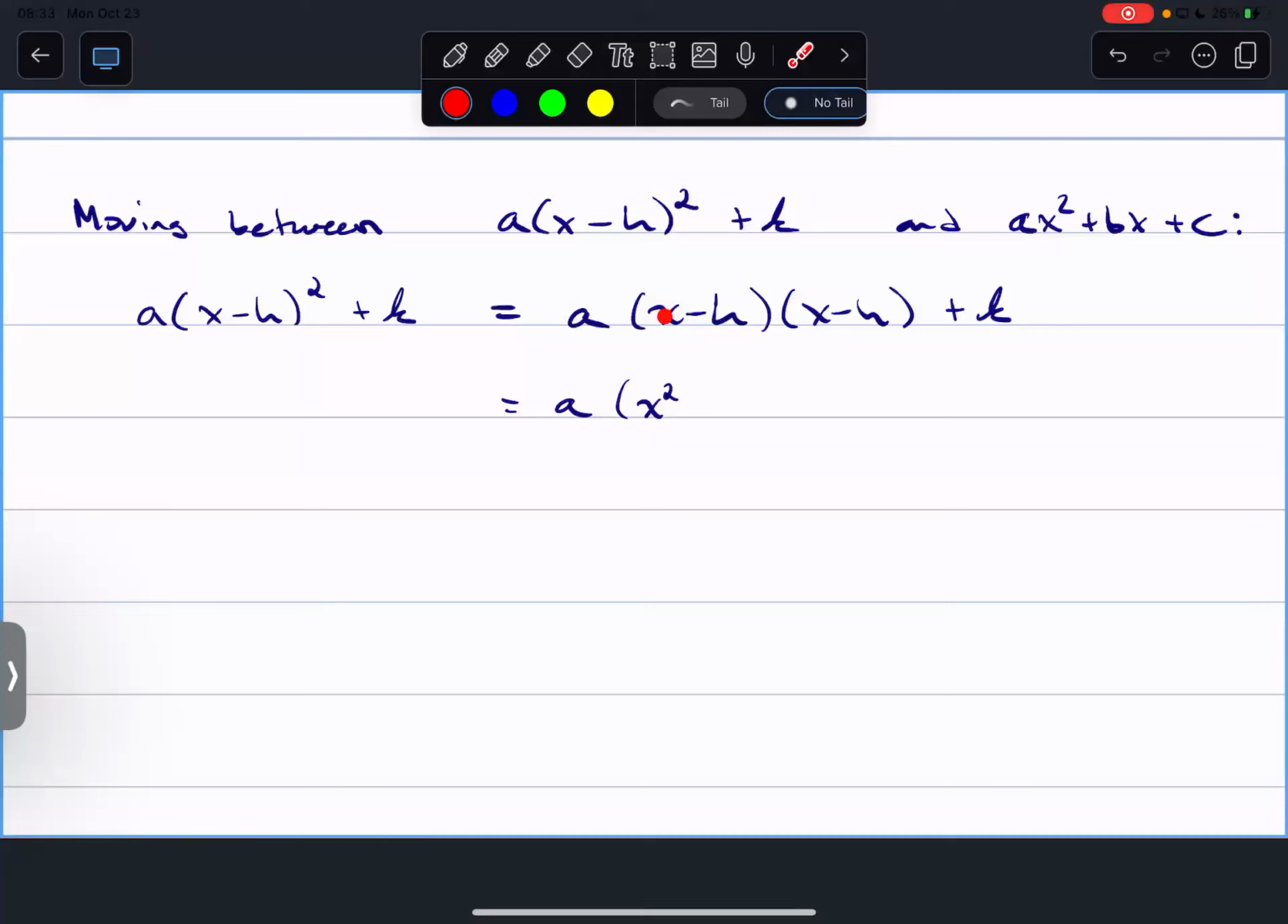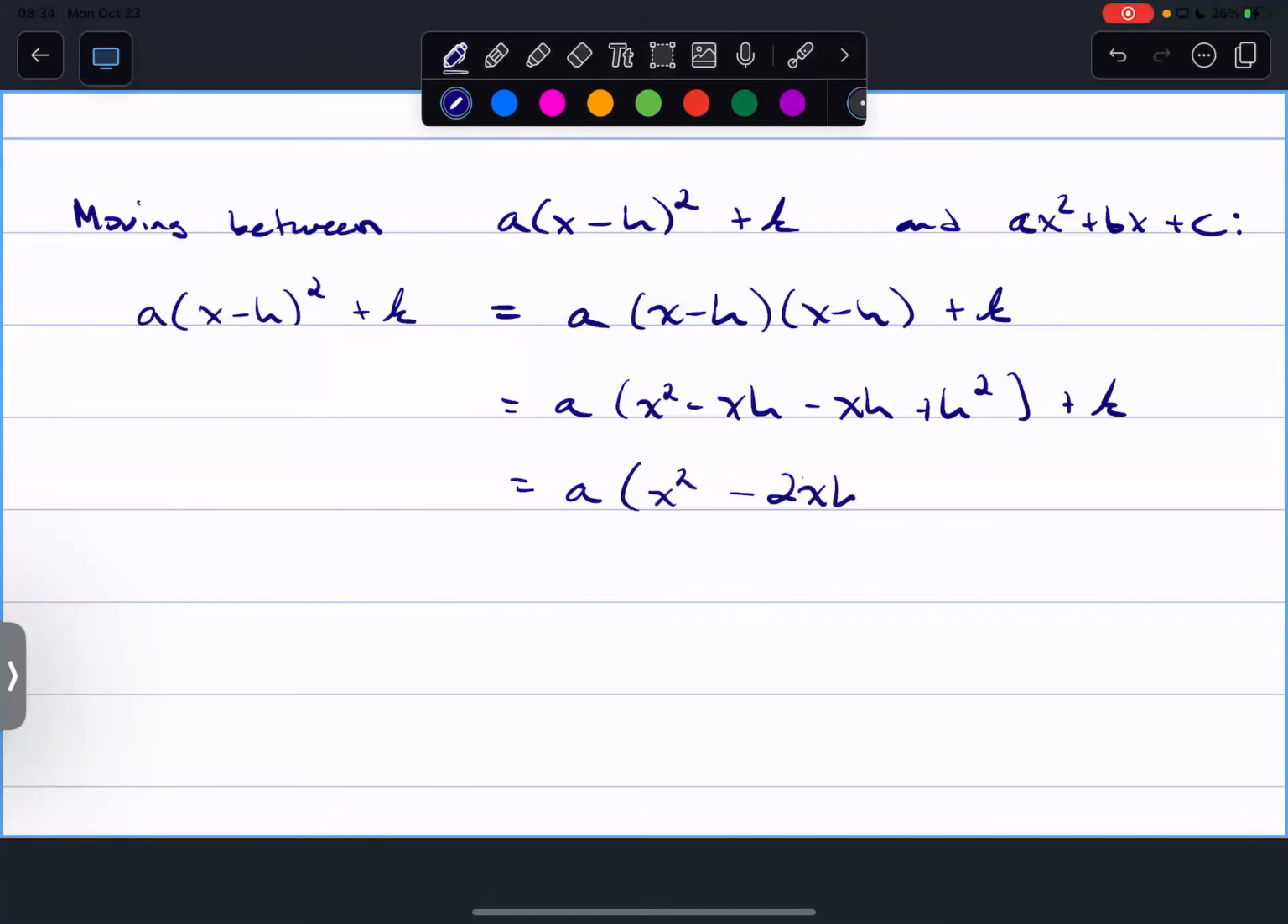X times x is x squared. X times negative h is minus xh. Negative h times x, I'm going to write it as minus xh again because I want to collect like terms later. Negative h times negative h is plus h squared and then plus k. All right, just focusing on the x minus h expansion. Simplify a little bit. A times x squared minus 2xh plus h squared plus k. Okay, looks pretty good.